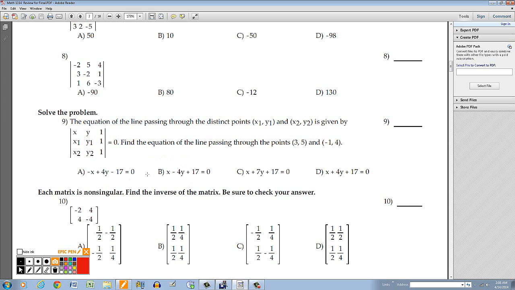Now, since you're given the answers, you could just plug in the numbers. You could put a 3 here and a 5 here, and it's supposed to give you 0. Put a 3 here and a 5 here to give you 0. And of course, you have to try the other one also. That'll work.